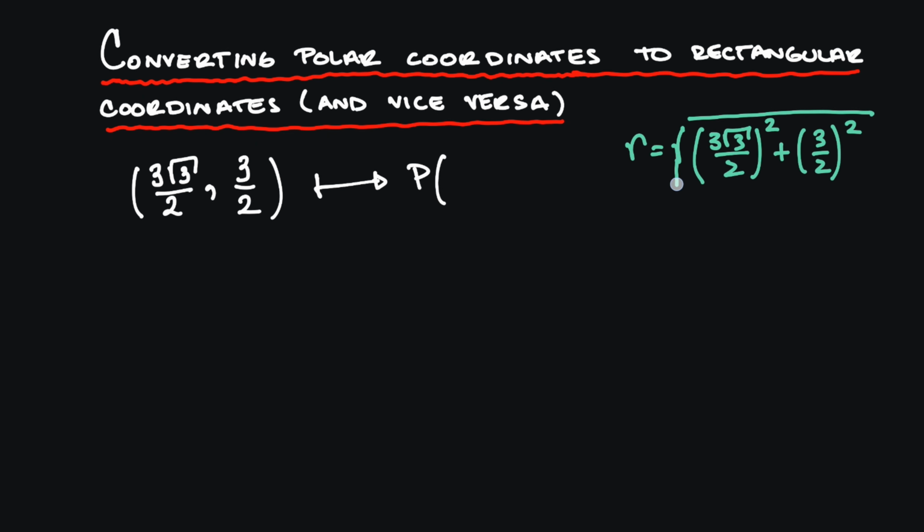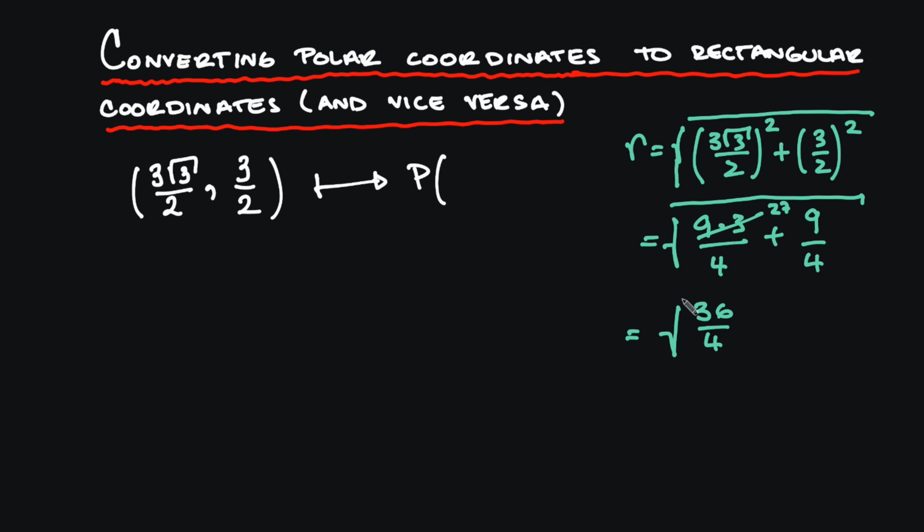Okay, so we have this. 3 to the power of 2 will be 9. Square root of 3 to the power of 2 will be 3 times 3. And 2 to the power of 2 will be 4. Plus 3 to the power of 2 will be 9, and 2 to the power of 2 will be 4. We know that 4 times 3, it's 27, right? 27 plus 9 will be equal to 36. So we have the square root of 36 over 4.